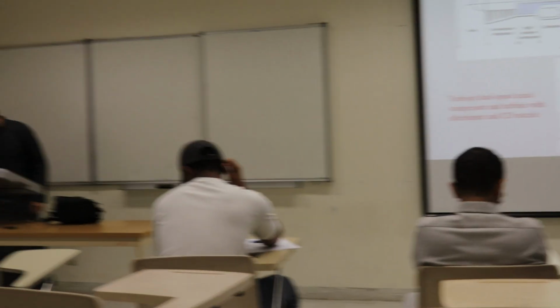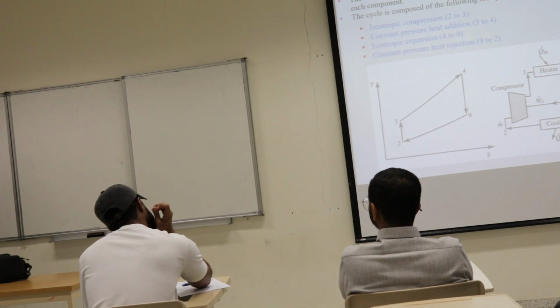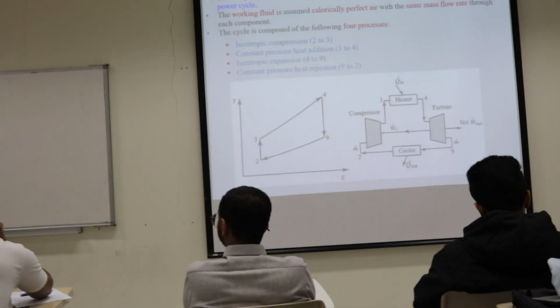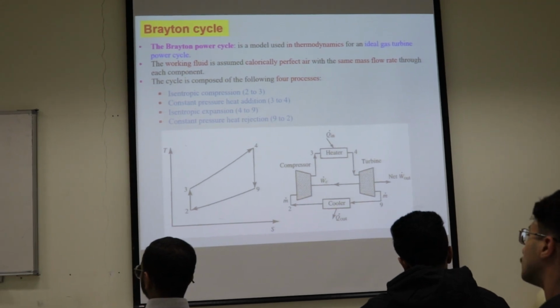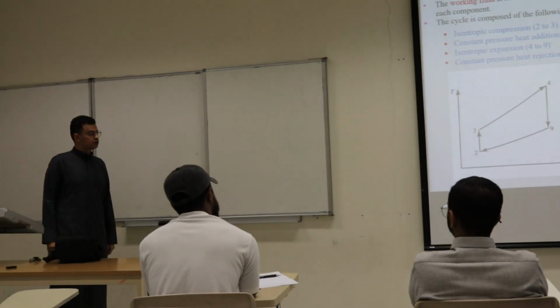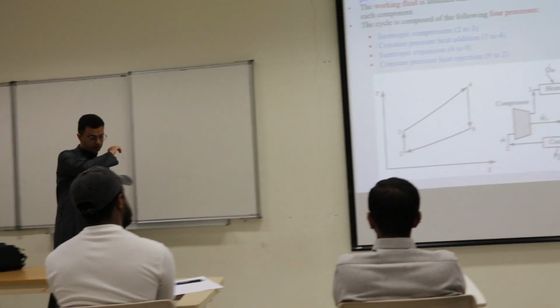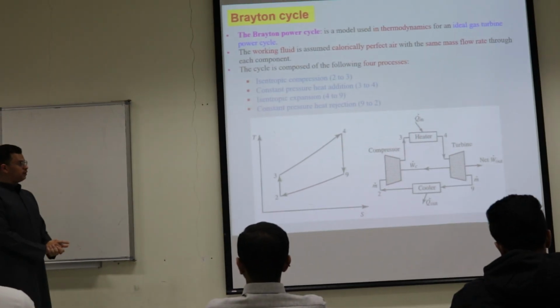Moving on toward the Brayton cycle, which is a model used in thermodynamics for an ideal gas turbine power cycle. It works under the assumption that we have chemically perfect air, and also a fixed mass flow rate throughout all the different sections.